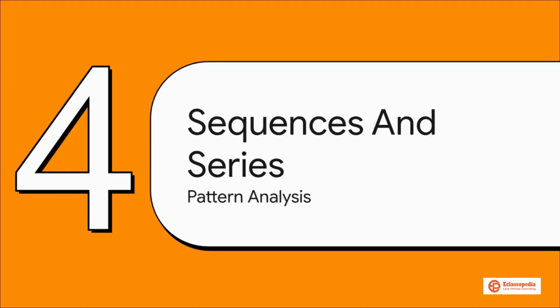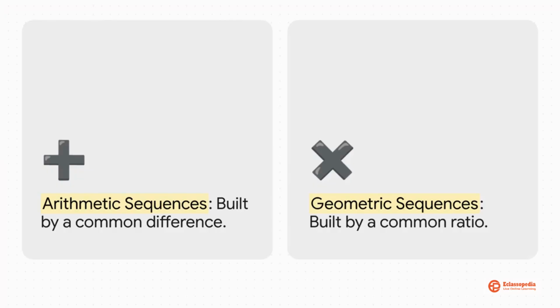Section 4. Patterns, sequences, and series. Let's transition to analyzing continuous, predictable patterns of numbers. Number patterns generally fall into two main categories. Over on the left, we've got arithmetic sequences. These are built by a common difference. You're simply adding or subtracting the exact same number to get from one term to the next. Easy enough, right? Then on the right, we have geometric sequences. These grow or shrink by a common ratio, meaning you're multiplying or dividing by the same constant every single time. Recognizing which engine is driving your pattern is really the very first step to decoding the whole thing.